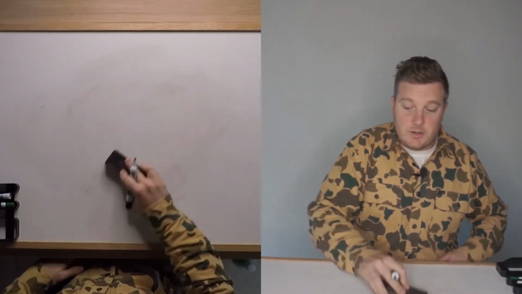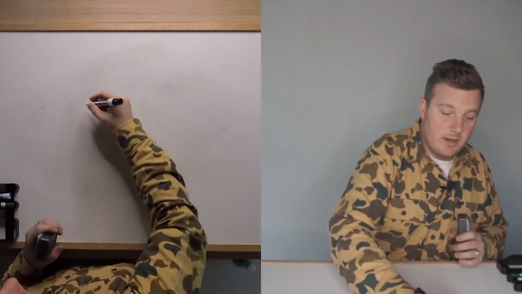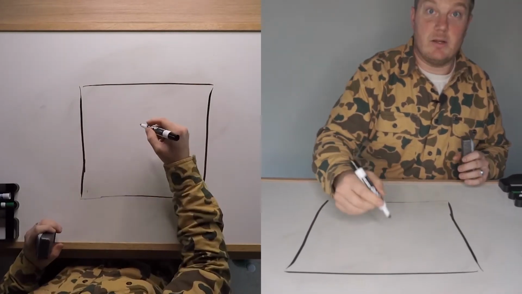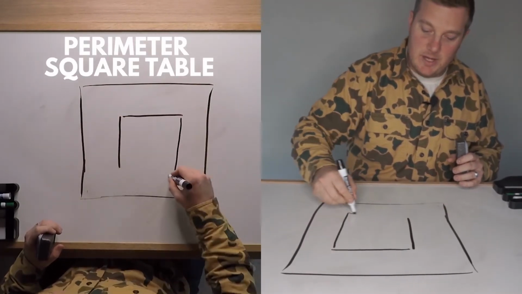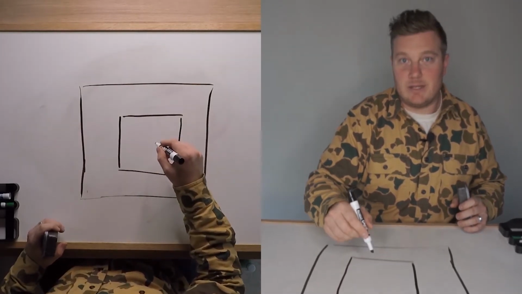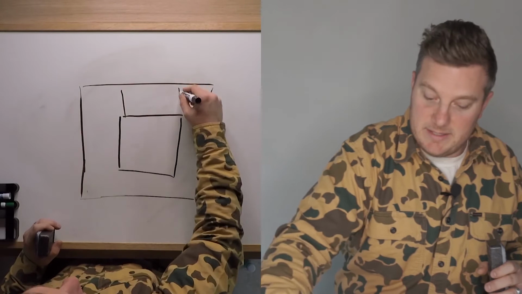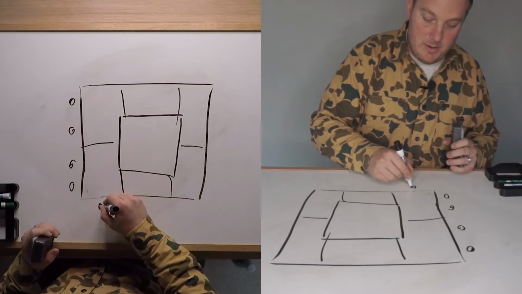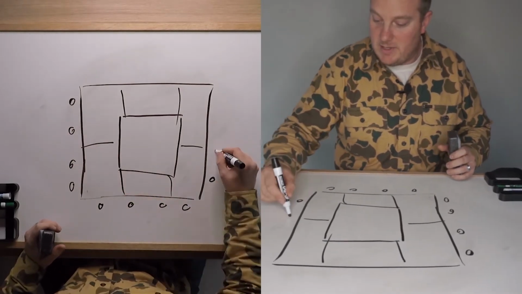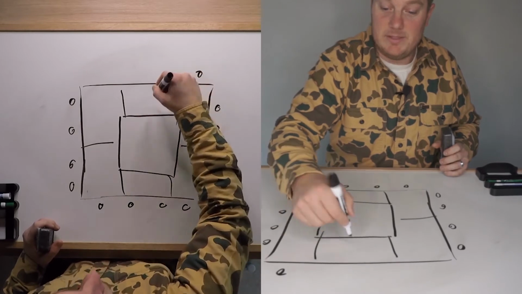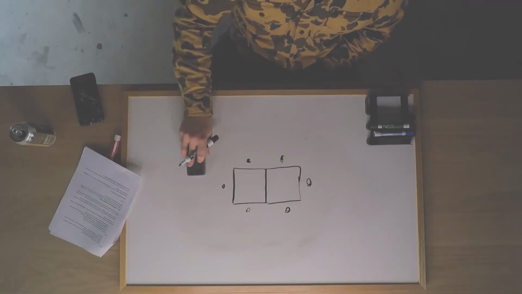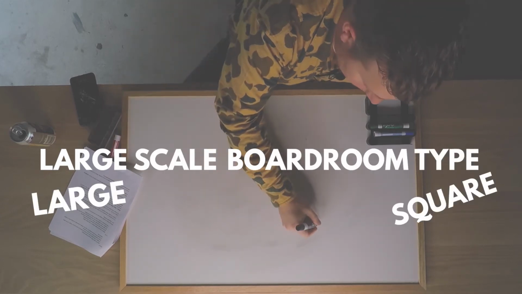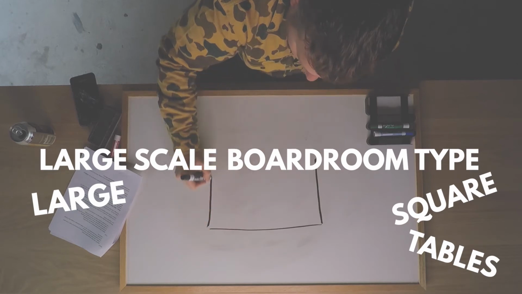Now we do also make larger square tables, and once you start to get really big and seating a ton of people, a big collaborative table is called the perimeter square table. That's when the inside of the square is actually open, no tabletop here, and this is made of multiple tabletops. This is when you have a ton of people around a big communal meeting space type table. That's square tables, and this is a perimeter square. We also do large scale boardroom type square tables, and this is called a perimeter square table.